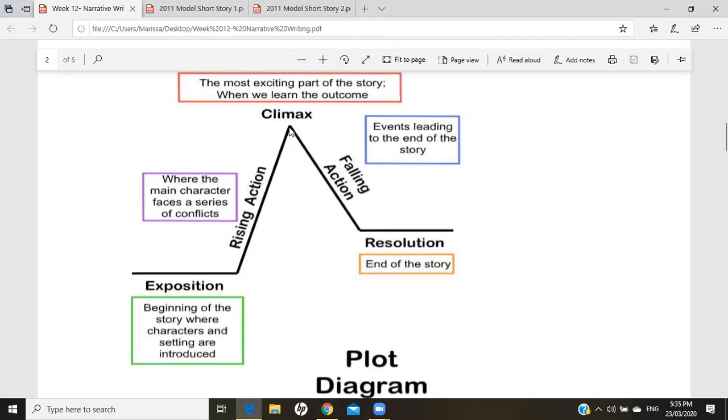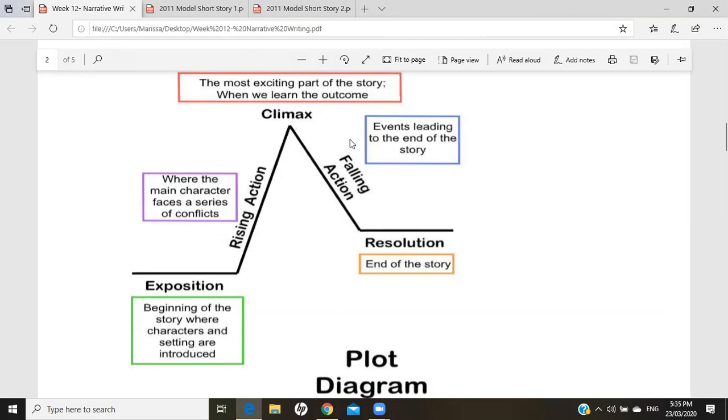Then when we reach up to the top here, this is the most exciting part of the story, when we learn the outcome. We call this the climax, and it's all the way up here because this is the highest point of interest that could take place in a story. So after the climax, we go back down, and now we have the fall in action. It's the opposite. We have the rise in action, and we have the fall in action.